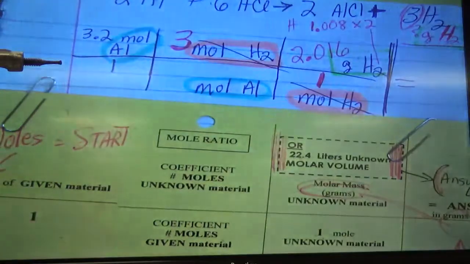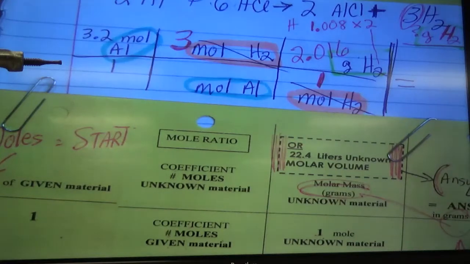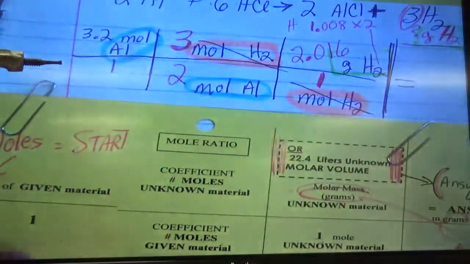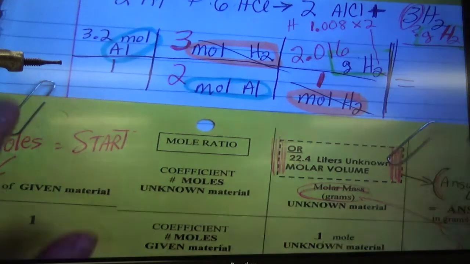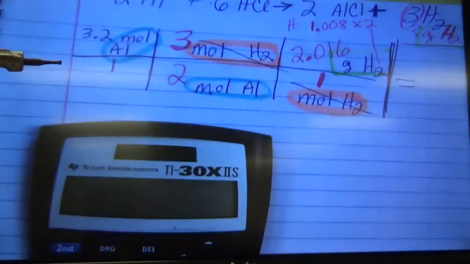Okay, look at Al. What is the number on Al? 2. So I put a 2. Questions? Where I got the 3 and the 2? You see how to read the foldable to find the information you need. It really does tell you what to do if you know how to use it. All right, let's calculate.